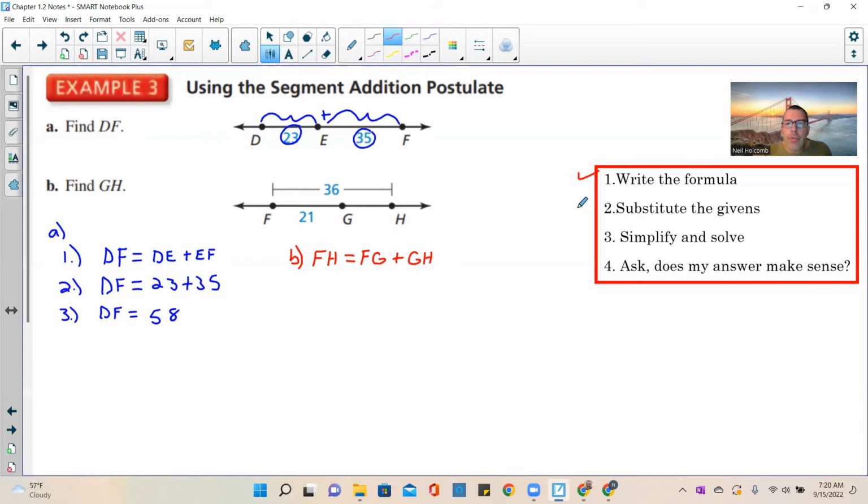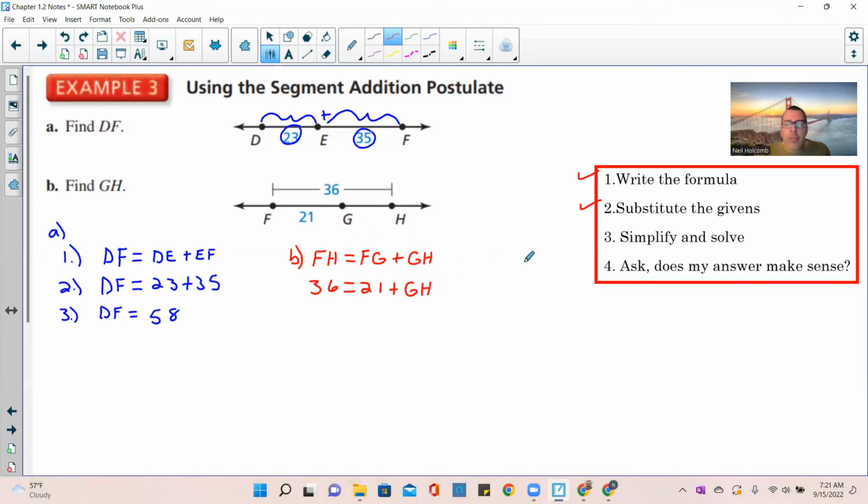Then I'm going to substitute the givens. Here's where we are now. I don't know the length of the whole thing. FG is 21. Actually, I do know the length of the whole thing. My fault. I didn't even look up there. They gave us the length of the whole thing. It says FH is 36. It says find GH. So when you write a formula like I'm asking you to, and you substitute the givens, you're always going to solve for the unknown. And so now it's FH, which is 36. So I'm substituting my given here. Now I have 36 equals, and FG is 21, and GH, I don't know. So I'm going to leave that GH.